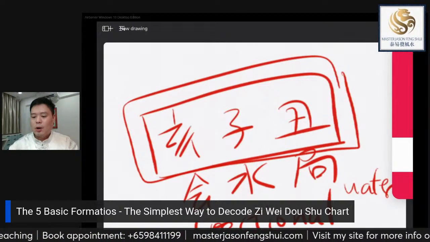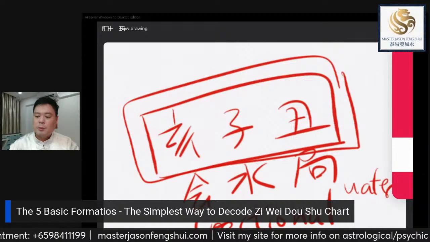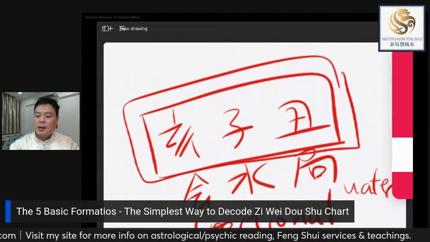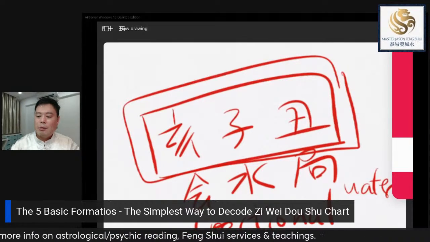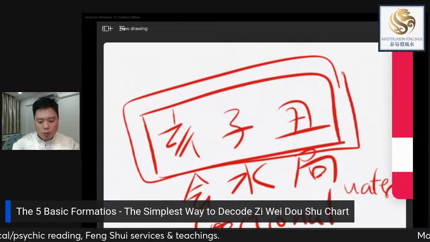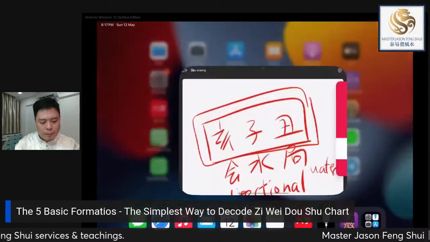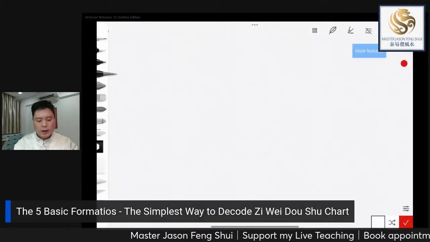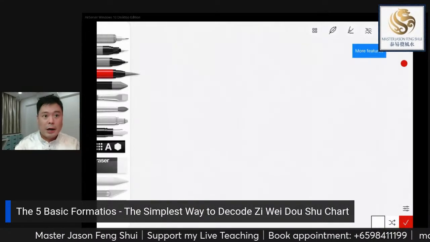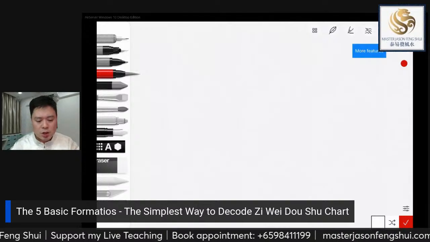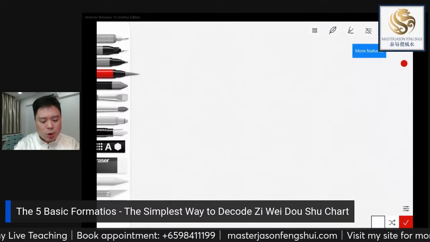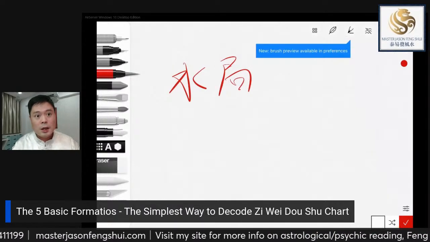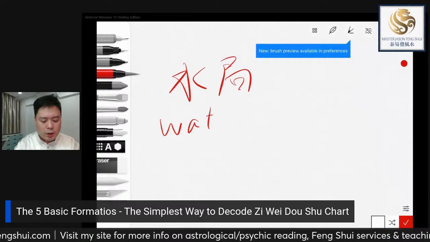For those who have just come into my Facebook live, today I'm just sharing about these formations, and I will introduce this concept one by one. So there are actually five kinds of formation. These are the basic formations in 紫微斗数. The first one is called the 水局. Of course, in English, you can refer to it as the water formation.